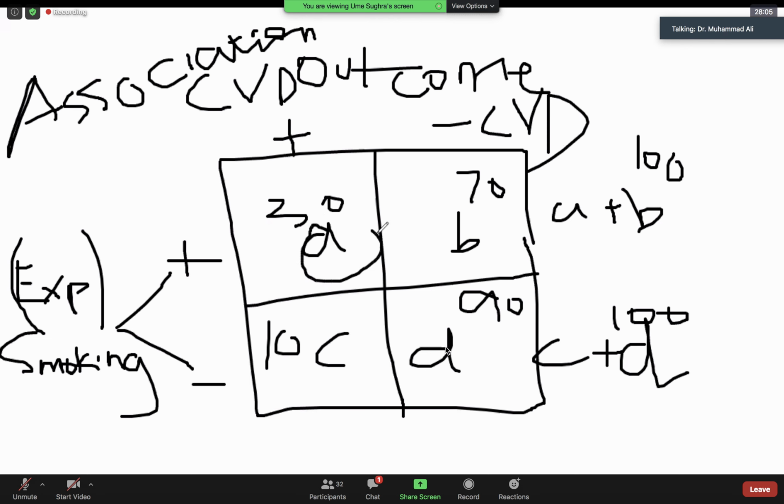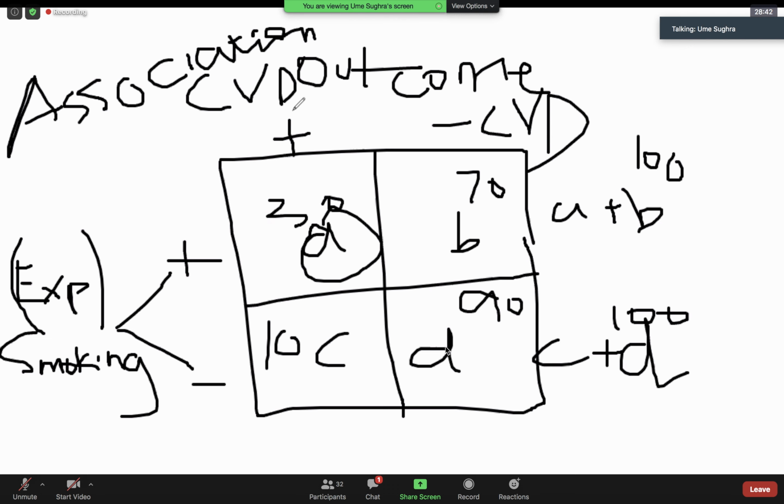A is those 30 individuals who were smokers and they developed the disease also. B are all those who, although they were exposed, did not develop cardiovascular disease. C are all those who, although they were non-smokers, did develop this outcome.